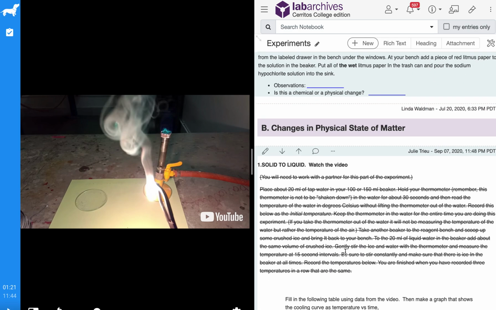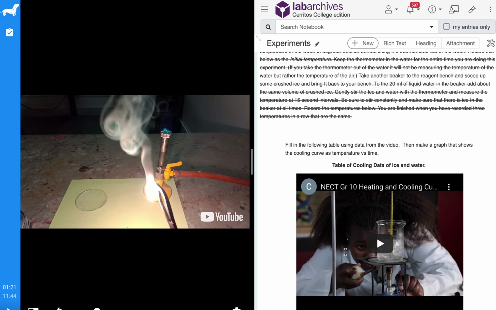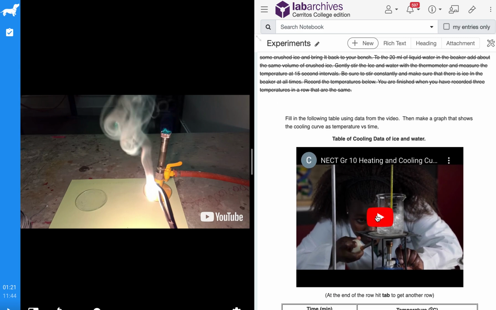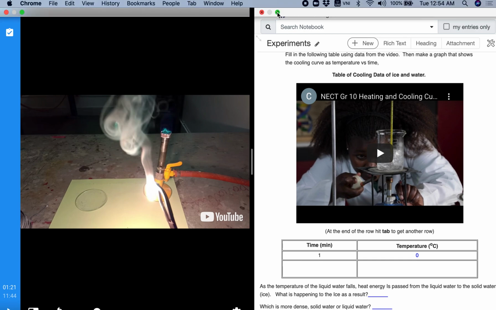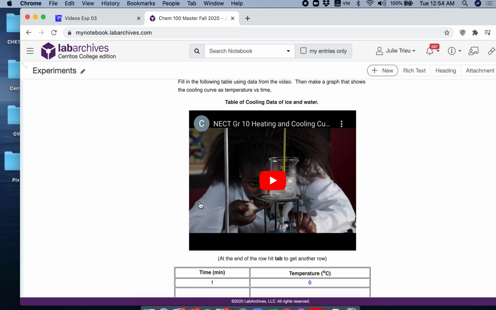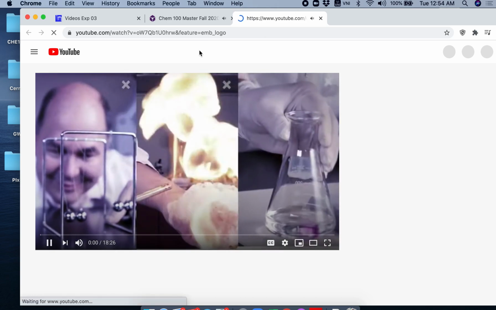Okay, the next one: change in physical states of matter. You're going to watch this video and fill out this table at the same time. You're going to observe and record the time and the temperature in the table provided over here. So let me remove this. When you watch this, you can watch and complete the table at the same time.